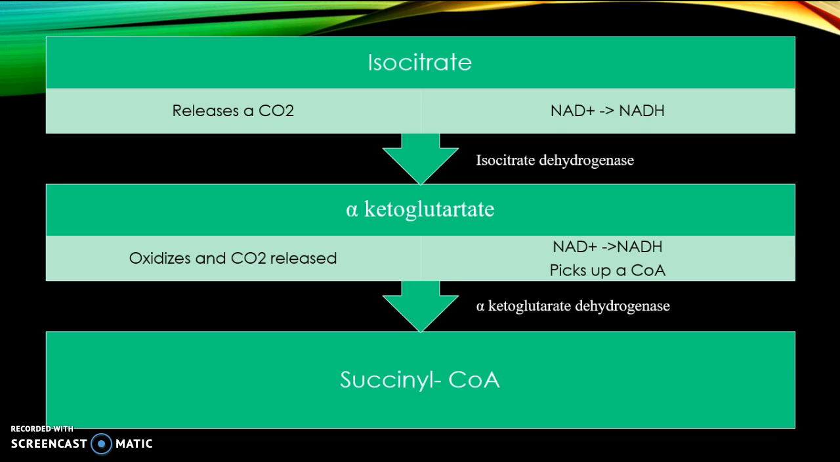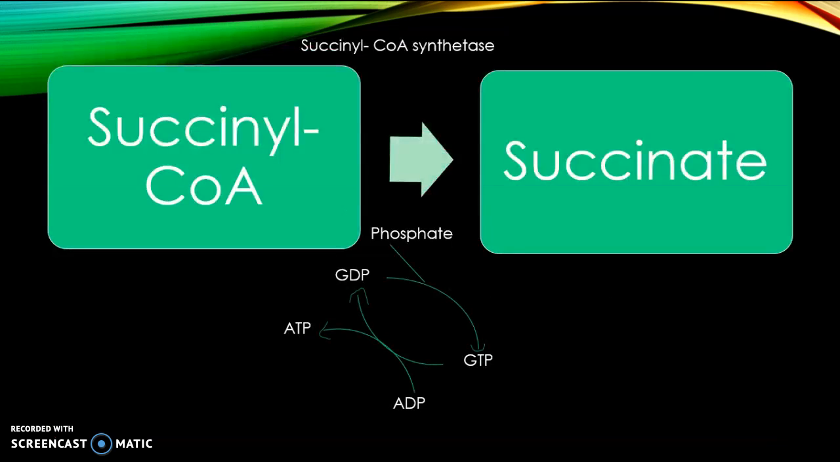The isocitrate dehydrogenates, then becomes alpha-ketoglutarate, where it is oxidized and another CO2 molecule is released. The NAD plus reduces again to an NADH and picks up a CoA molecule. The alpha-ketoglutarate then dehydrogenates and becomes succinyl-CoA.